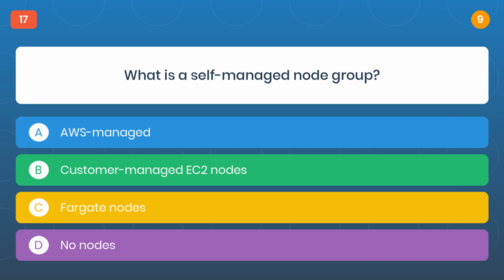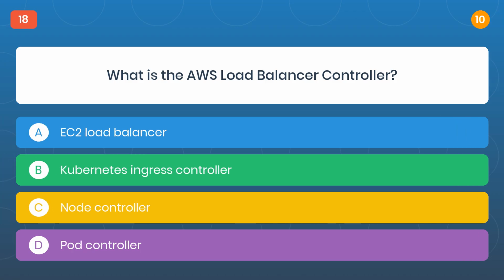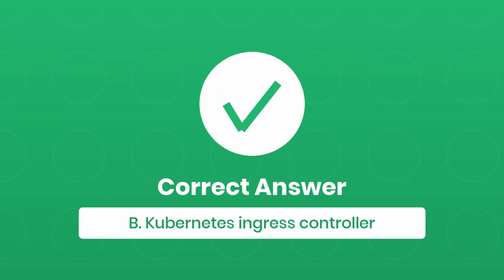Question 17. What is a self-managed node group? The correct answer is B, customer-managed EC2 nodes. Question 18. What is the AWS Load Balancer controller? The correct answer is B, Kubernetes Ingress controller.